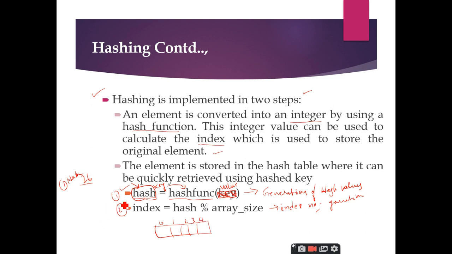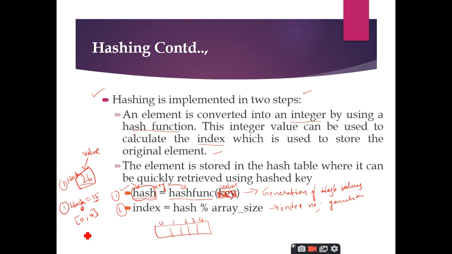Assume that in the first step I have generated the key, or we can call it the hash also. 26 is the actual value which I want to store. Listen carefully. In the first step I have generated a hash. Assume that the hash value is 15. But this hash value does not fall in the index range. What is the index range I have? 0 to 4 only. So I should map this hash value within this range only.